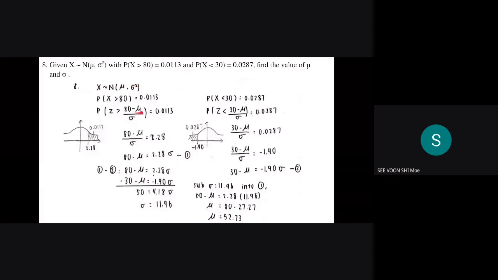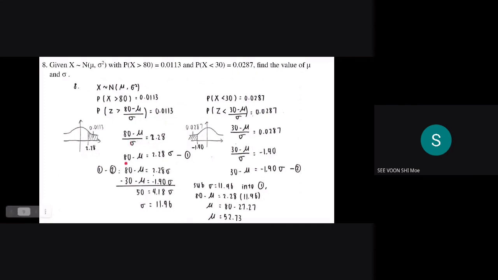Next, question 8. We need to find the value of mean and standard deviation. So from the question given, we can get this equation. Then we need to convert x into z in both these equations. So we need to use 18 minus mean and divided by standard deviation. Then we need to find 0.0113 from the table. So the number we found from the table is 2.28.